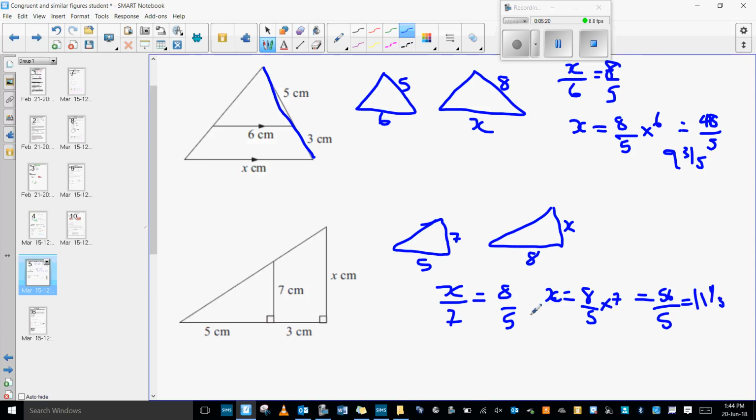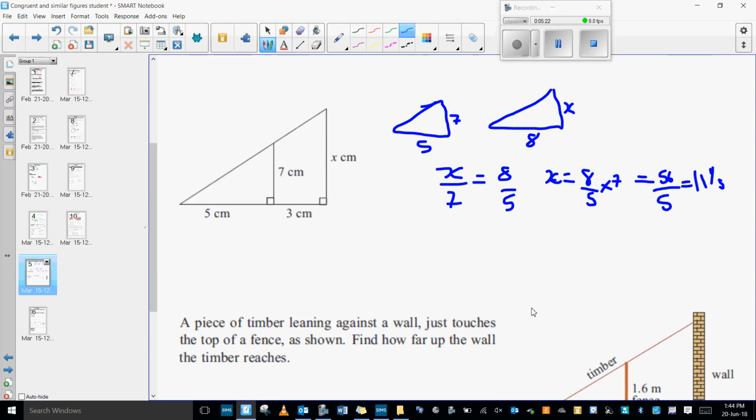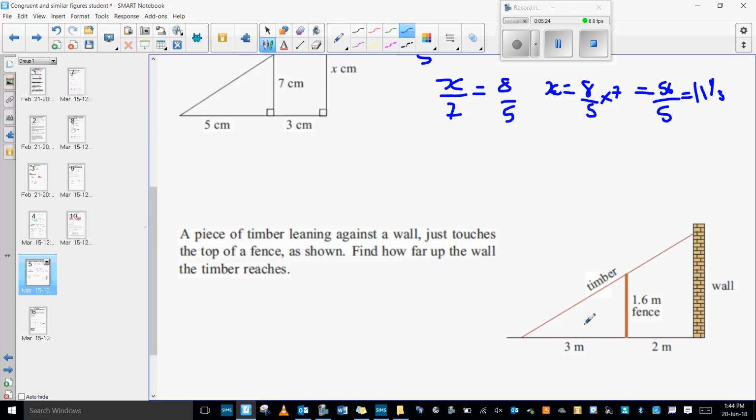Okay, leaning against the wall, same meat, different gravy. So if we're trying to find how far up the wall the timber reaches, we're trying to find this measurement here. And you would just do it in the same way, yes? They're all very, very similar.